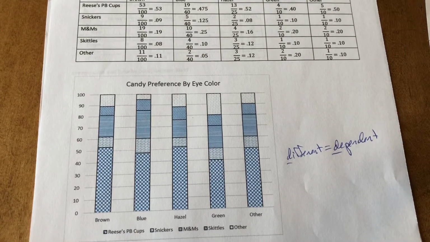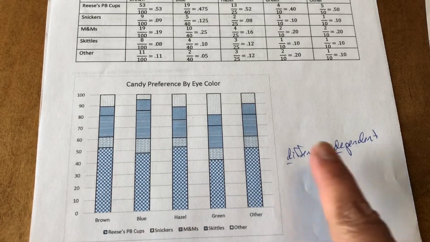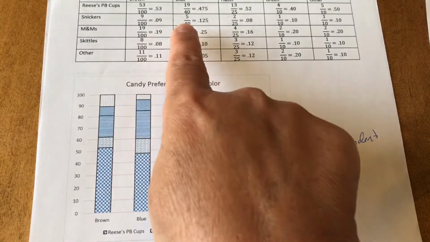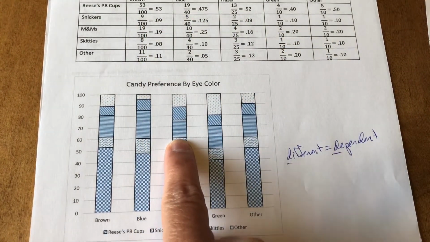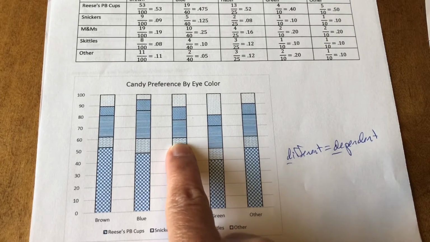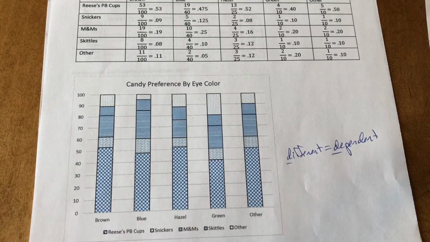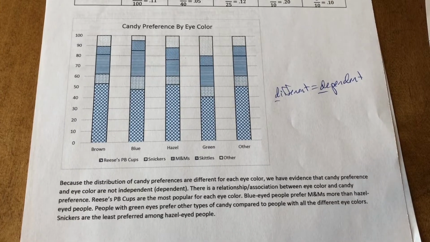And then I wrote Snickers. Where's Snickers? Snickers are the least preferred among hazel, okay? So that looks pretty close, and I can see that that is pretty close, but that is the least preferred. That is the smallest proportion of people with a specific eye color that like Snickers, okay? So you can say anything you want about the data, just make a couple statements, okay? So here is my little description that I just read to you, okay?